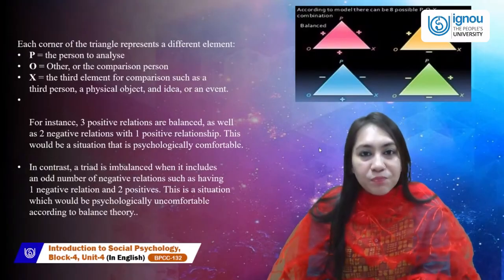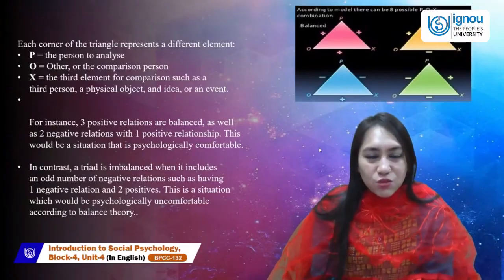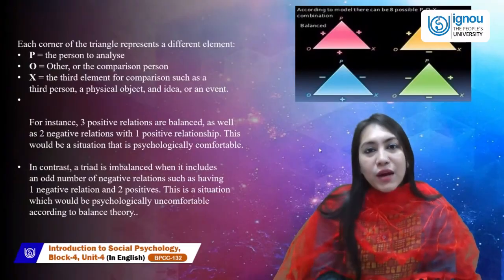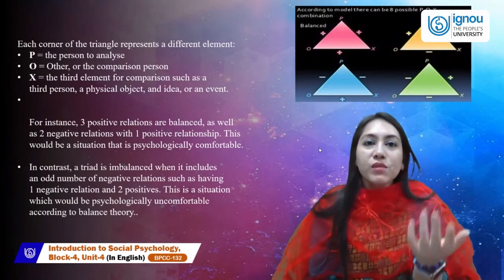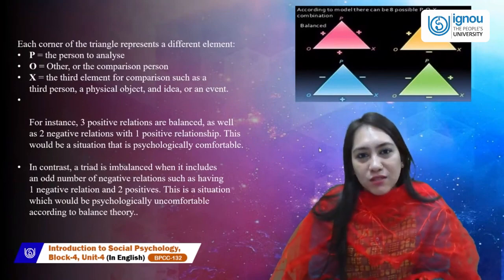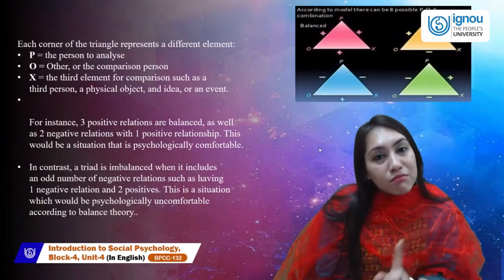But neither P likes O, likes P, and X like P. So every relationship either has to be negative, or two have to be positive and one has to be negative. I'll give you another example. Like, a child loves chocolate. So X becomes the chocolate, P becomes the child, O becomes the mother.